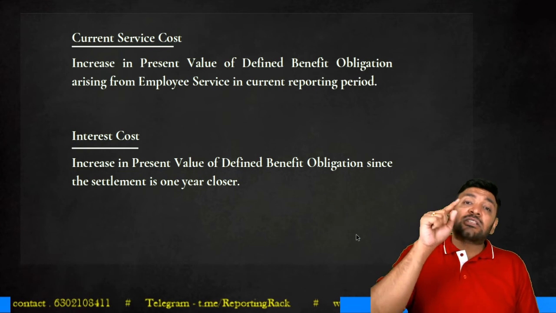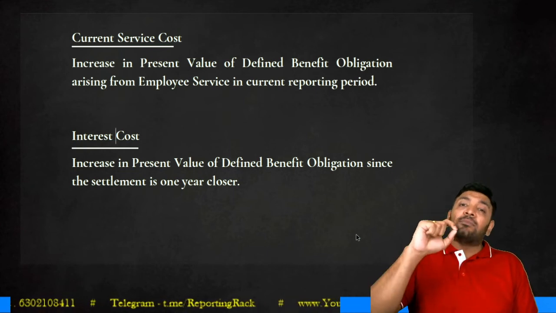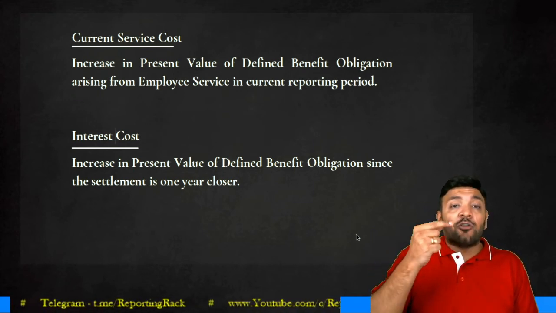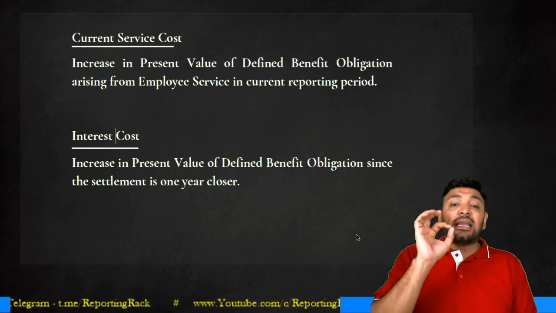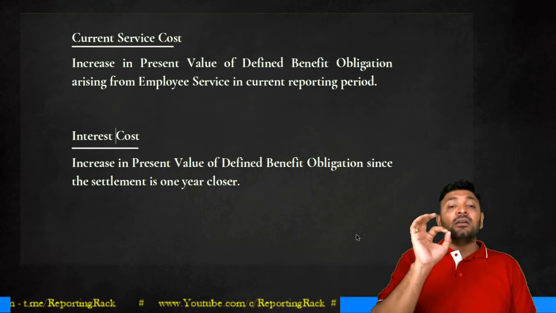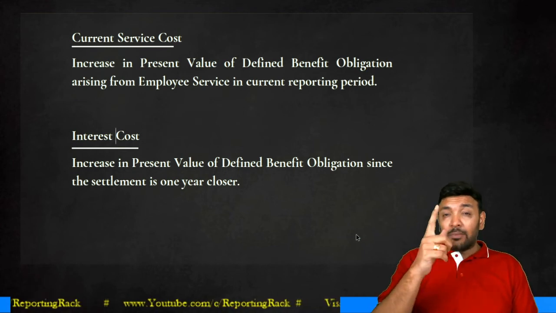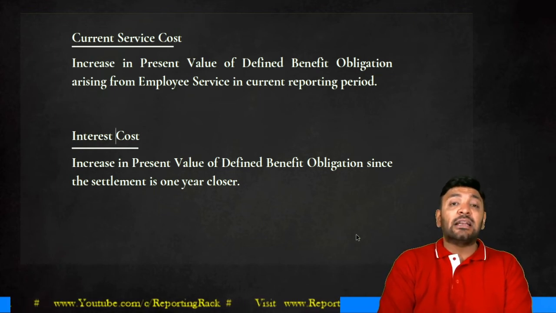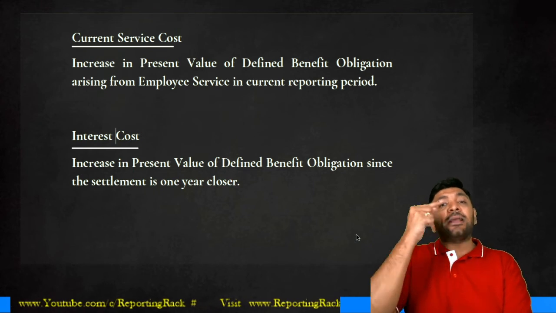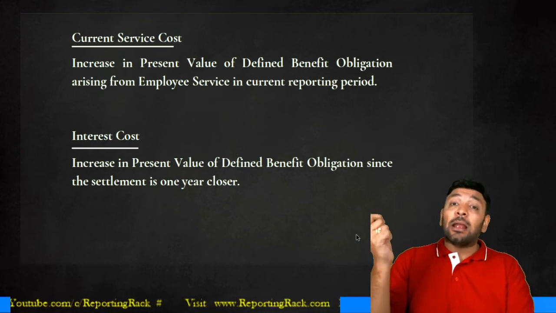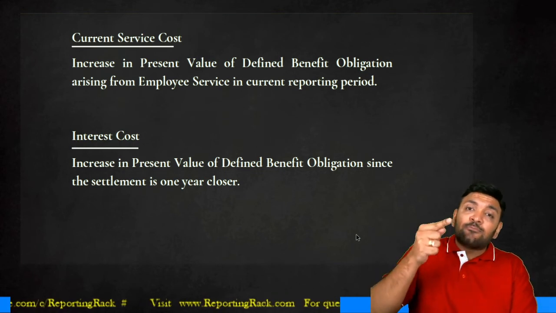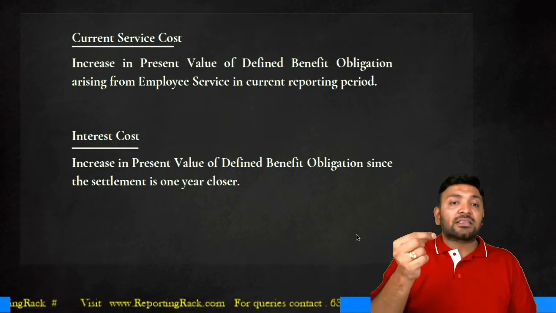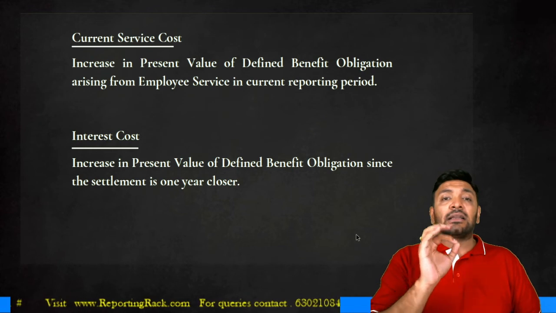Since I recognize the current service cost on a present value basis, as it comes closer to the settlement date, interest should be catching up on the provision, and this catch up of interest is called as interest cost. It is the increase in present value of defined benefit obligation since the settlement is 1 year closer. Remember, even under Ind AS 16, when we discuss about present value of estimated dismantling cost, every year I keep increasing the provision. Not because the amount estimated changed, but because as it keeps on coming closer to the day on which it has to be met, I have to keep on increasing the interest. Such interest increase is called as interest cost.